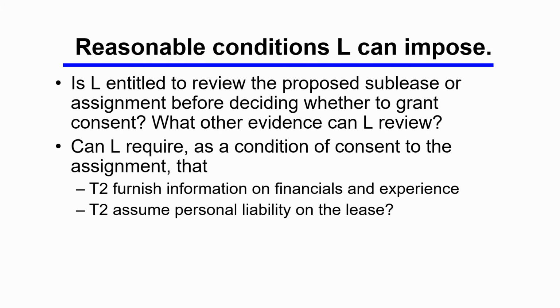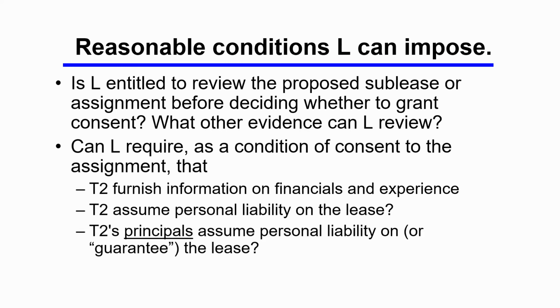Could the landlord demand that T2 assume personal liability on the lease so that T2 would be personally liable for the rent and every other covenant in the lease? Once again, eminently reasonable, perfectly sensible for the landlord to demand that. Could the landlord even demand that T2's principals, and by principals we mean if T2 is an LLC, for example, that the owners of the LLC could also assume personal liability on the lease? In other words, guarantee the payment of the rent under the lease. Once again, perfectly reasonable, I would say, for the landlord to demand that sort of assurance.